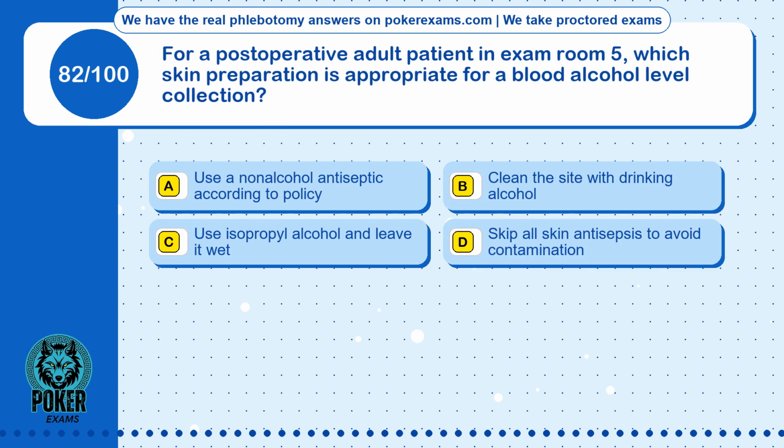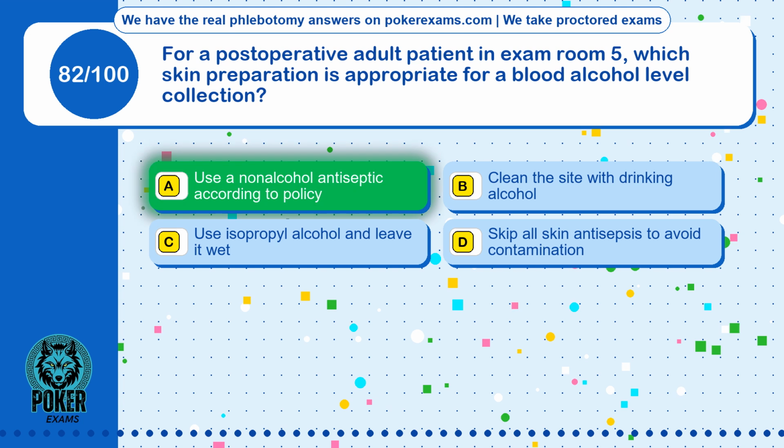Question 82. For a postoperative adult patient in exam room 5, which skin preparation is appropriate for a blood alcohol level collection? Option A. Use a non-alcohol antiseptic according to policy. Option B. Clean the site with drinking alcohol. Option C. Use isopropyl alcohol and leave it wet. Option D. Skip all skin antisepsis to avoid contamination.